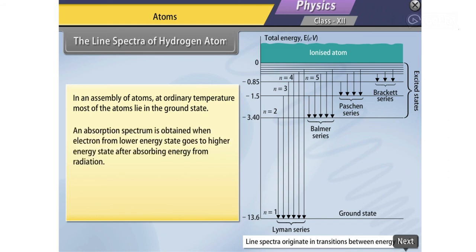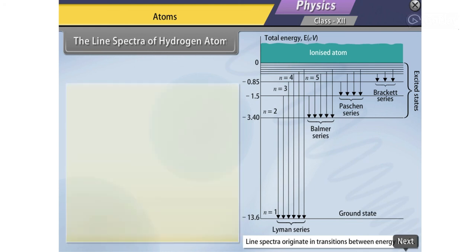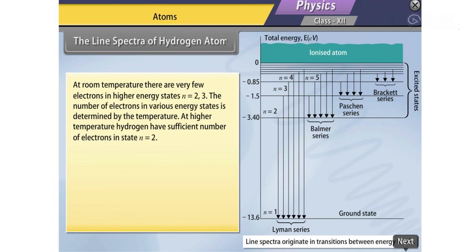An absorption spectrum is obtained when electron from lower energy state goes to higher energy state after absorbing energy from radiation. The frequency of absorbed radiation is given by h nu equals E high minus E low. At room temperature, there are very few electrons in higher energy states, n = 2 and 3. The number of electrons in various energy states is determined by the temperature. At higher temperature, hydrogen has a sufficient number of electrons in state n = 2.